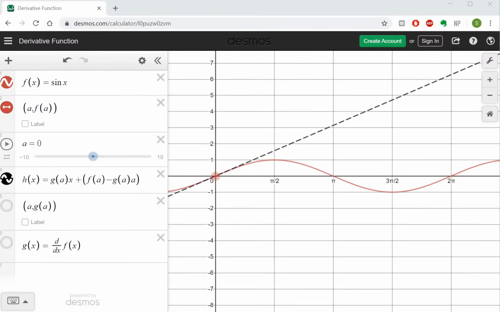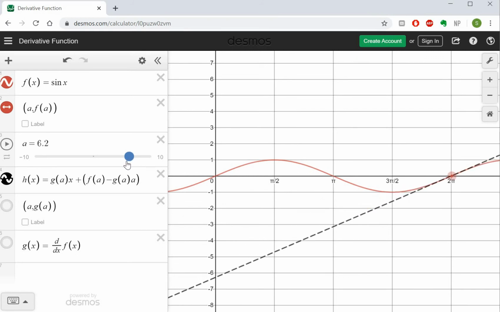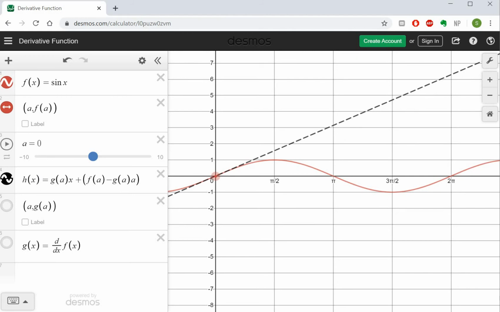So we have sine of x here, the red curve, and we've got a movable point, and we can see the gradient changing as we move along y equals sine of x. The question is, what's the value of the gradient at any given point? So let's enable this point now, which is plotting the gradient value. So I've got a gradient of 1.